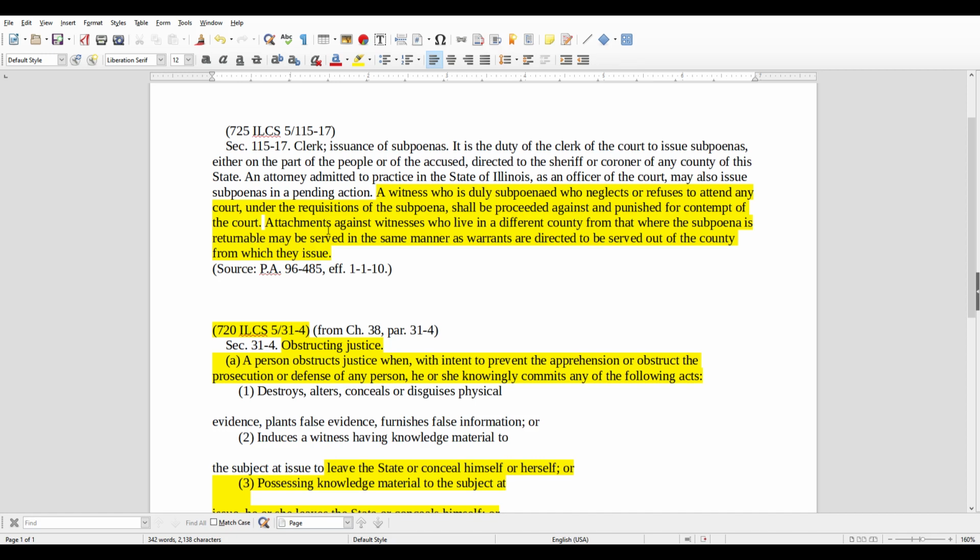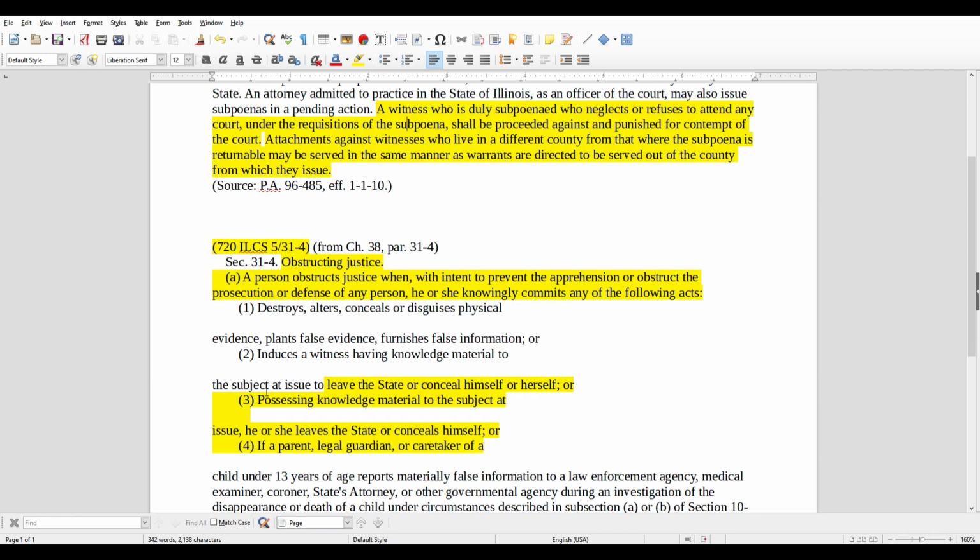Now, obstructing justice is something totally different. With obstructing justice, you're actually being charged with an actual crime, and that is going to have consequences. You could do some jail time, there could be additional fees, but essentially the statute reads: a person obstructs justice when, with intent to prevent the apprehension or obstruct the prosecution or defense of any person, he or she knowingly commits any of the following acts. But for the context of this video series, we're going to only read one of them: leaves the state or conceals himself or herself, or possessing knowledge material to the subject at issue, he or she leaves the state or conceals himself, or if a parent or legal guardian or caretaker basically leaves the state, right?